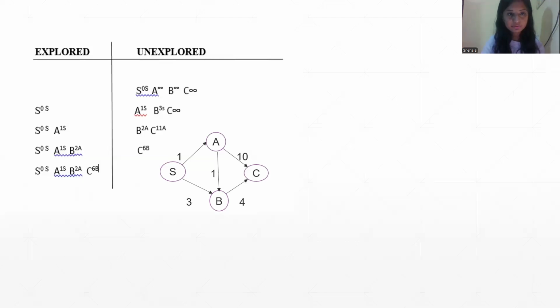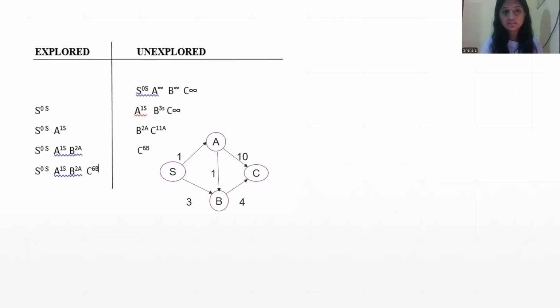Now out of B and C, the shortest is B with 2A. So we'll be taking B to the explored side. And now we'll be trying to find a path to C from the source. From the source to A it is 1S, from A to B it is 2A, and from B to C it is 4. It basically means that from source to A to B is 1 plus 1, so it is 2A, and from B to C it is 4, so 1 plus 1 plus 4 is 6.